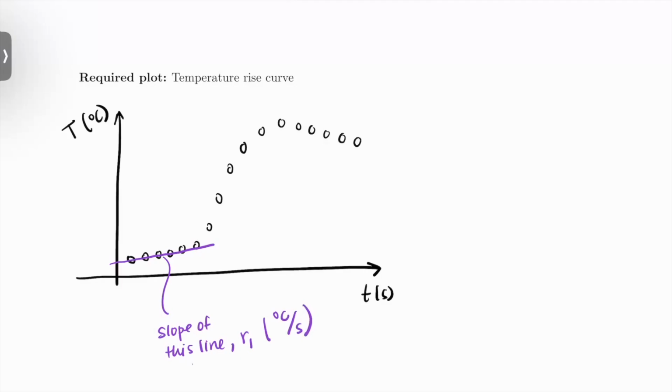And then you also need to find this slightly downward slope of this line. We're going to call this R2. It has the same units of degrees C per second. And then we need to find a couple of critical times. I'm going to call the time where our temperature starts to really accelerate up time A. And where it starts to taper off again is TB.